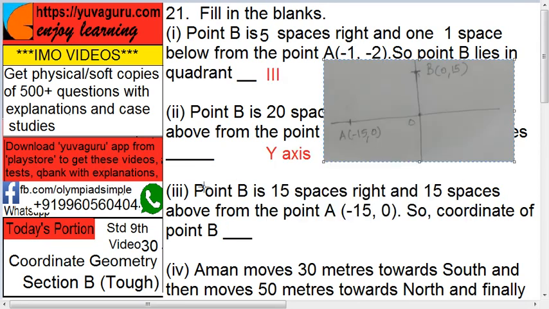Next one: point B is 15 spaces right and 15 spaces above from point A. The coordinates of point A are given: -15 and 0. So the coordinates of point B: here this is -15 and 0. The y coordinate is 0. The ordinate is 0. So this will lie on the x-axis. So it's on the x-axis.